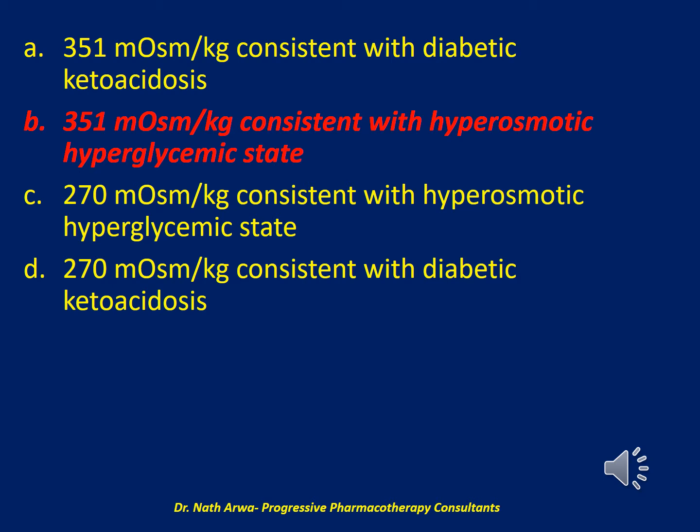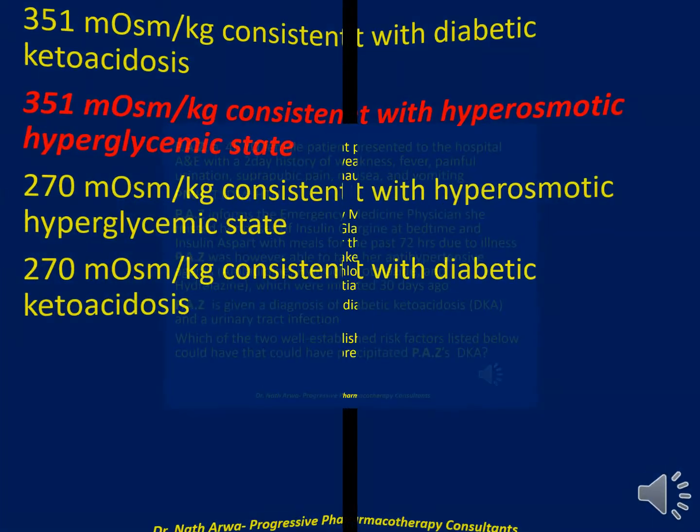This patient's presentation is consistent with HHS: plasma glucose greater than 600 mg per deciliter, arterial pH greater than 7.3, serum bicarbonate greater than 18 milliequivalents per liter, urine negative for ketones, altered mental status, not diabetic ketoacidosis. Please proceed to the next question.